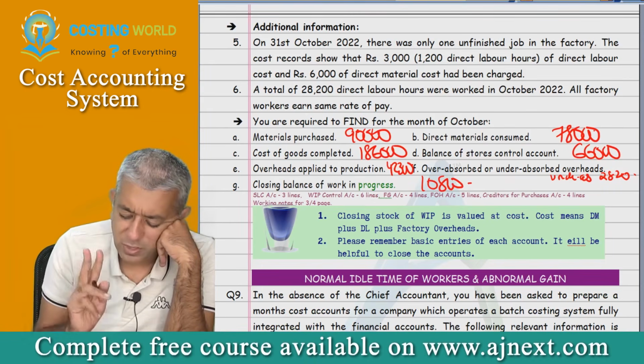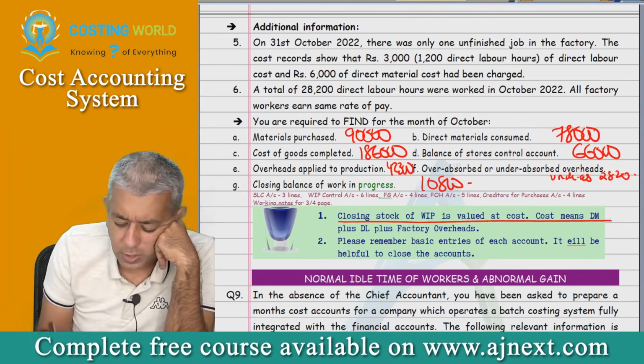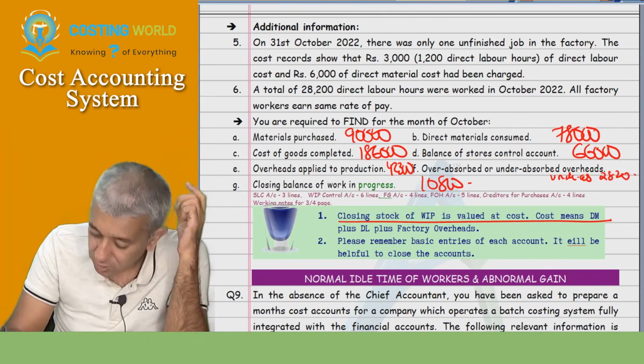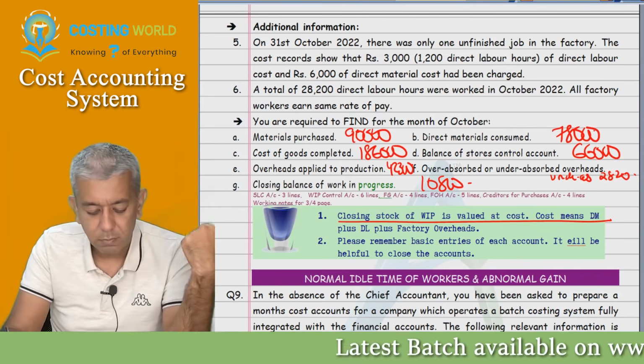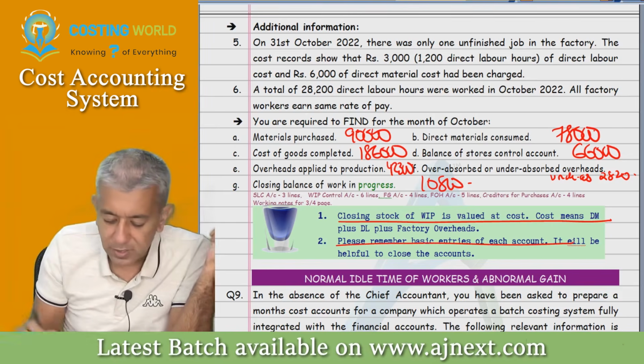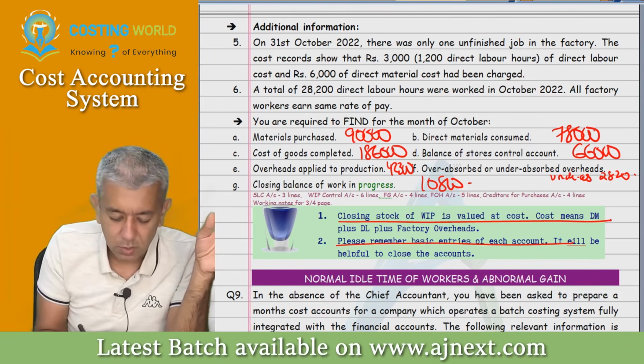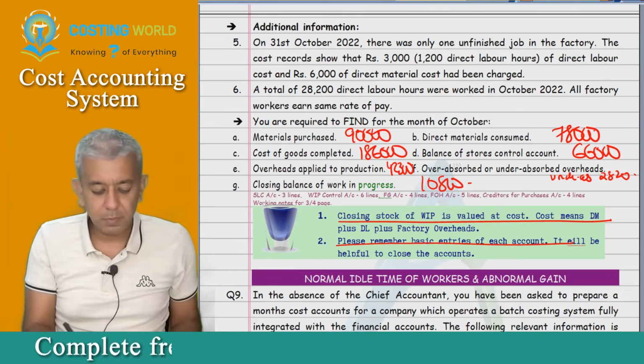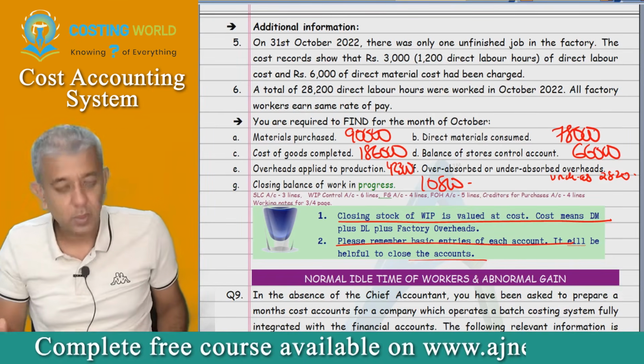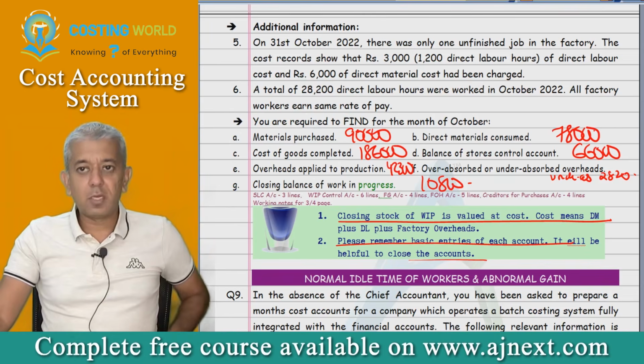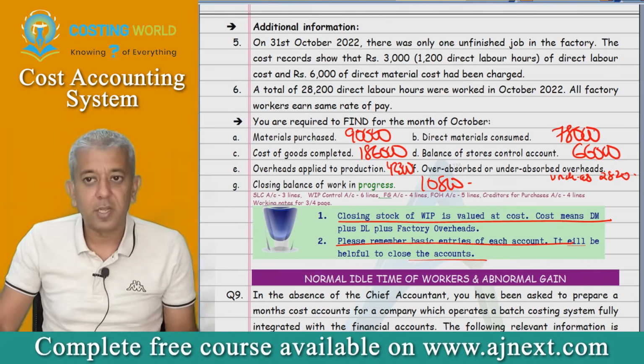In short, I have just written two things for you all to be knowing. Closing stock of WIP is valued at cost. Cost means DM, DL and factory overheads. Please remember basic entries in each account. It will be helpful to close the accounts. Okay. That's it. Our job for today is altogether done with this.